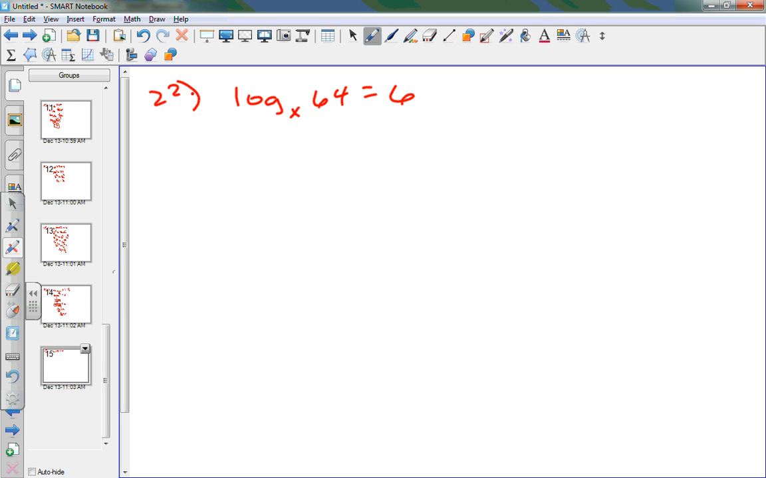Okay. What do I do? x to the 6 is equal to 64. So how do I get rid of a power? Okay, if I had x squared, how would I get rid of x squared? Take the square root. So if I have a power of 6, what would I do? Take the 6th root of it. So I'm going to take the 6th root of both sides. So that's going to give you x is equal to, what number multiplied by itself 6 times is 64? 2.